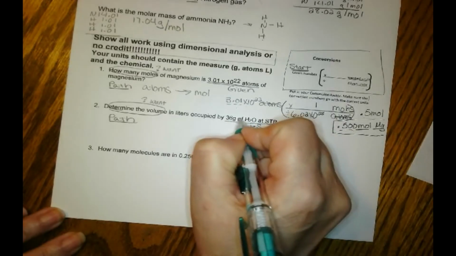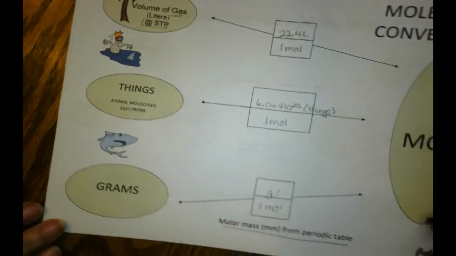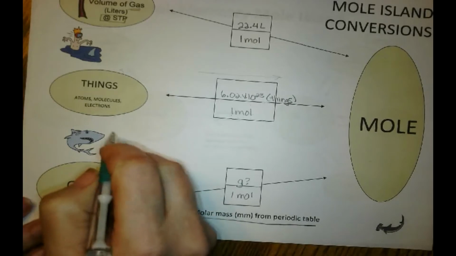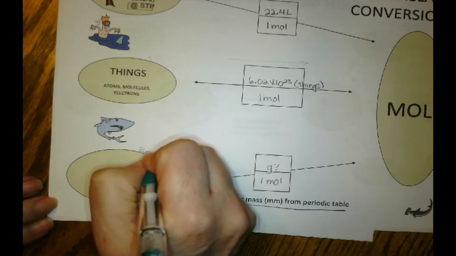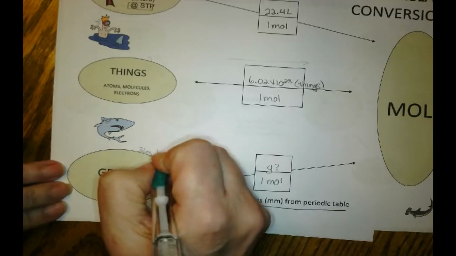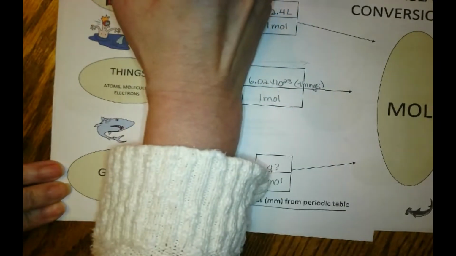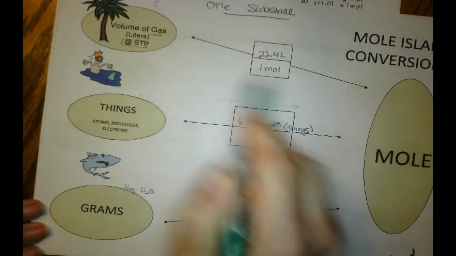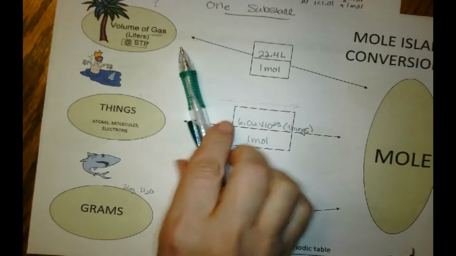Okay? So here, number 2, determine the volume. That's what I want. That's what I'm trying to find out. In liters, occupied by 36 grams of H2O at standard temperature and pressure. Okay, so now what is my path? I'm starting at grams. They gave me 36 grams of water, and they want me to find the liters of gas. So apparently it's going to get hot, and this water is going to turn into gas.